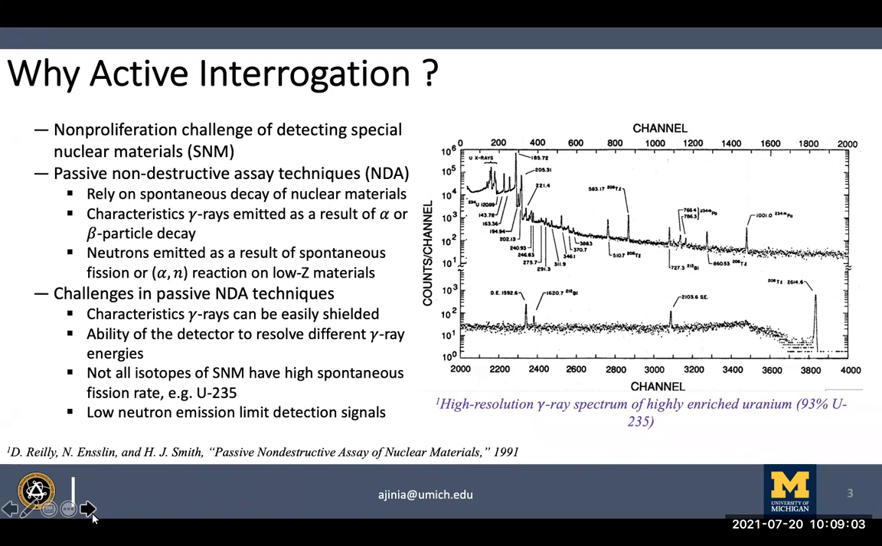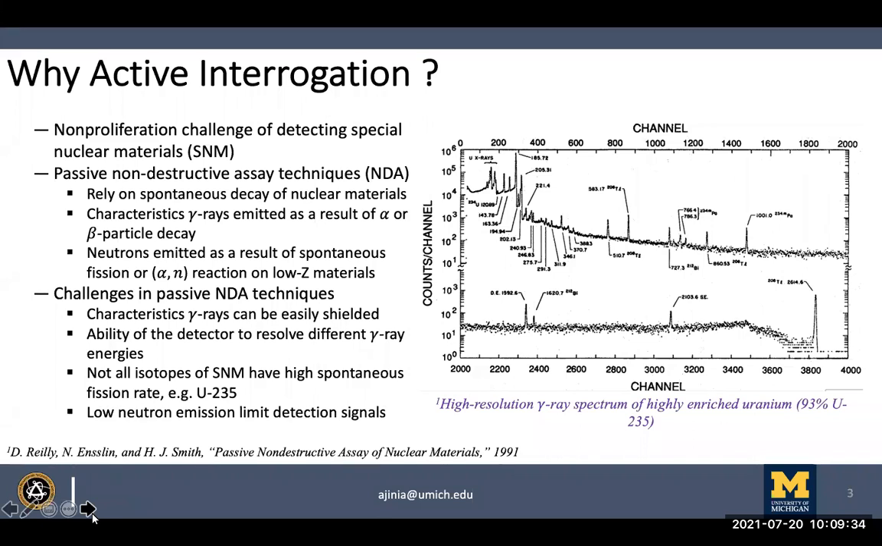Now, if we want to detect these low energy gamma rays, we need to have a detector that has excellent energy resolution at such low energies. And also, these low energy gamma rays should be able to survive the shielding that may be present around the SNM and reach our detector so that we can get a signal.